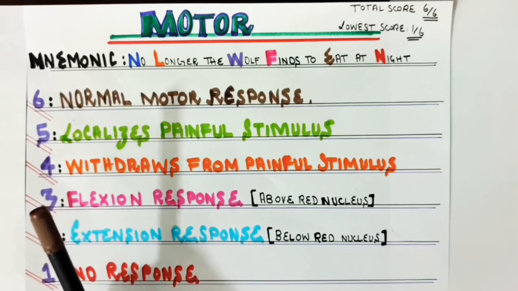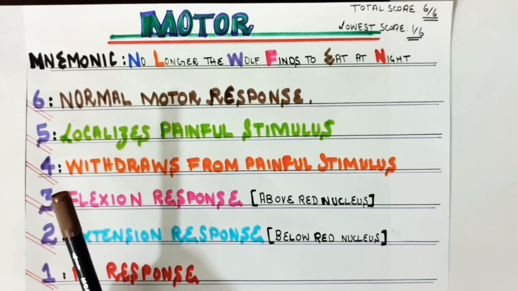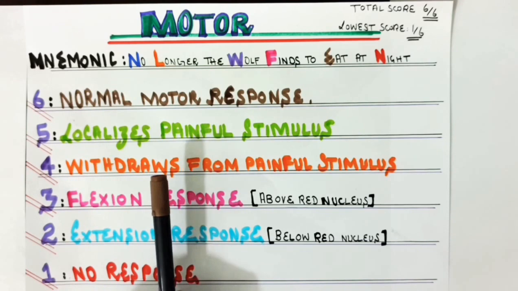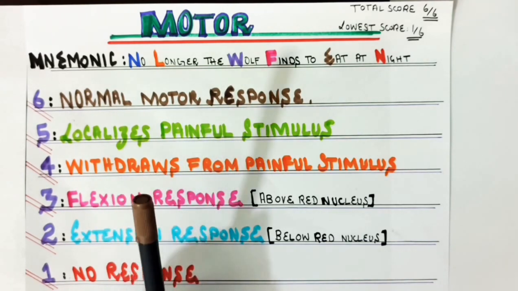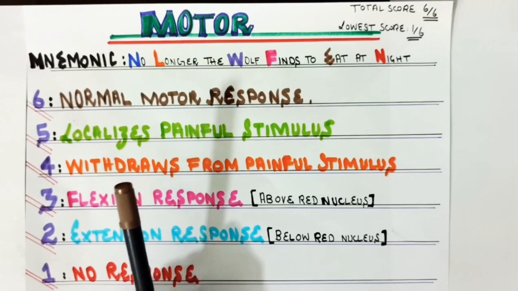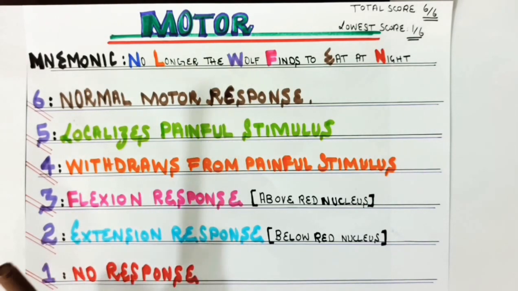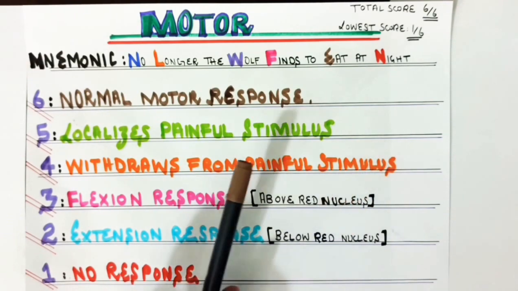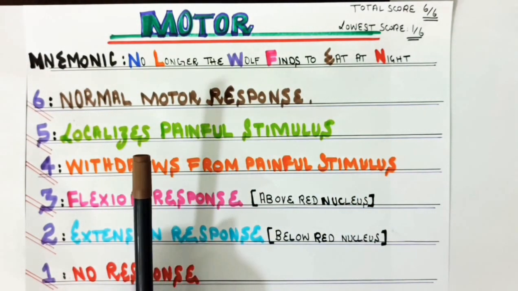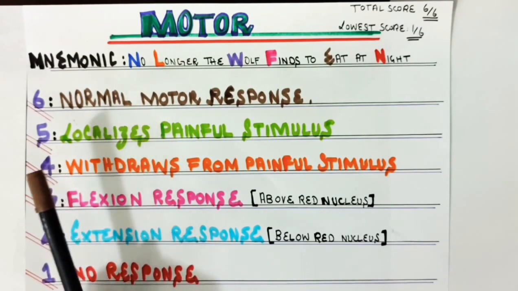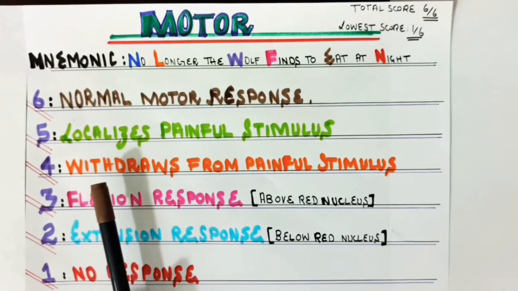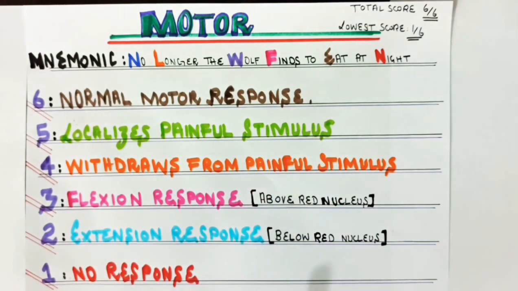And if the lesion is such that the doctor gives the painful stimulus and the person does not know where it is being given, the patient's arms and hands do not go to the place where the painful stimulus is being given. He is irritated and he moves his hands and arms away from the painful stimulus, withdraws from it. So if the patient's hands and arms go towards the painful stimulus, it's given a score of 5/6. If a patient's arms and hands go away from the painful stimulus or withdraw from it, that is given a score of 4/6.